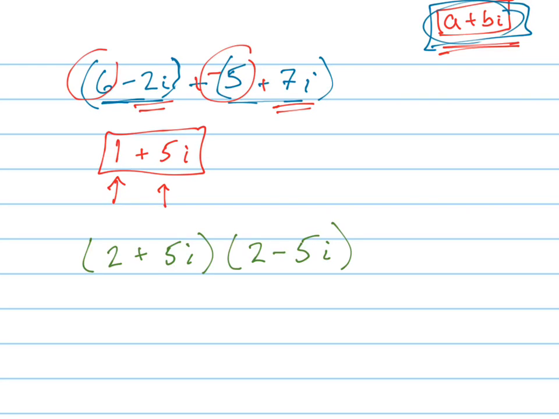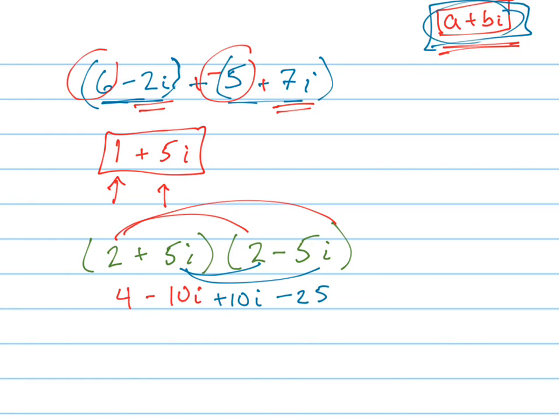Let's try another one. 2 plus 5i times 2 minus 5i. Notice when I FOIL this out, I'm going to get 4 minus 10i. And then when I continue foiling, I would get plus 10i minus 25i squared. And what happens to your middle terms? Those cancel each other out. And what does this turn into? -1. So that's just 4 plus 25, which is just 29.